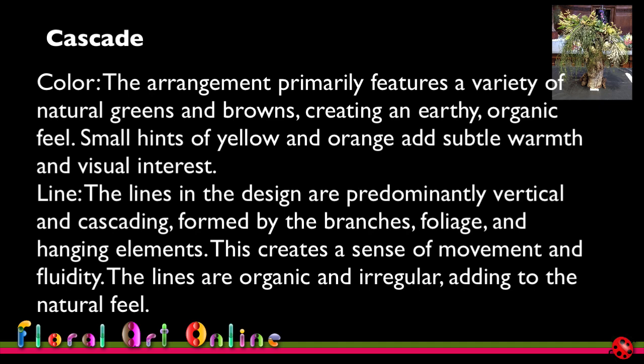The lines in the design are predominantly vertical and cascading, formed by the branches, foliage and hanging elements. This creates a sense of movement and fluidity. The lines are organic and irregular, adding to the natural feel. So the time that I took to get those foliage placements, those curving, cascading lines in the right spots, has paid off for me in terms of the impression that the design gives overall.